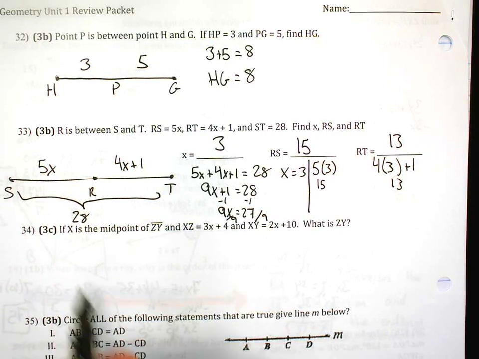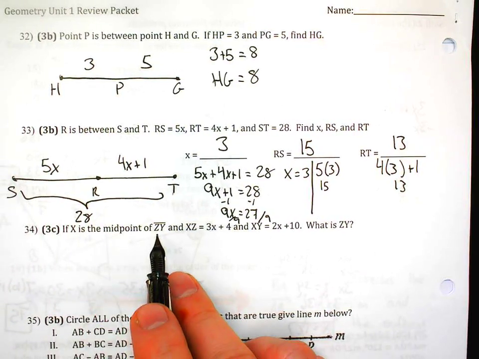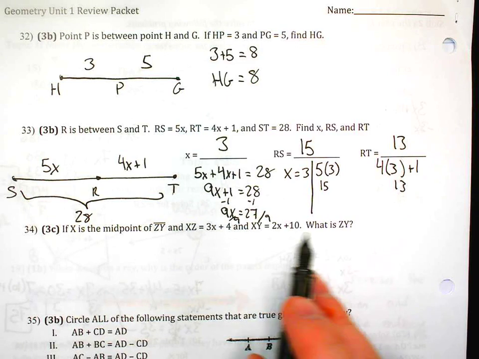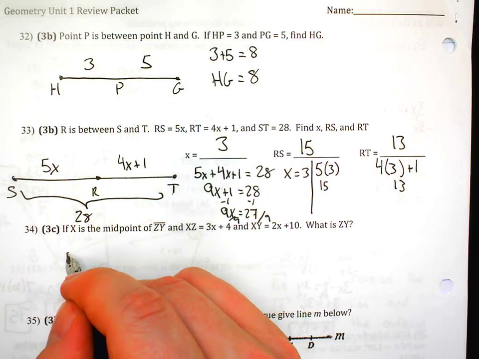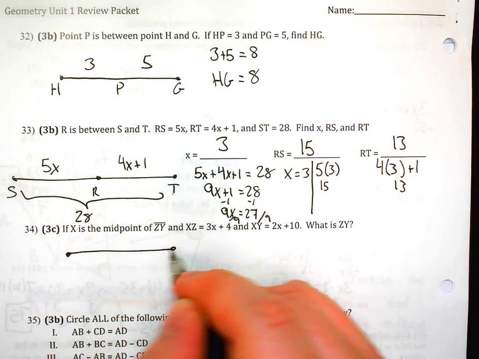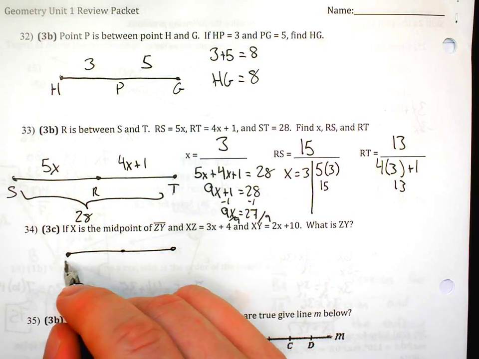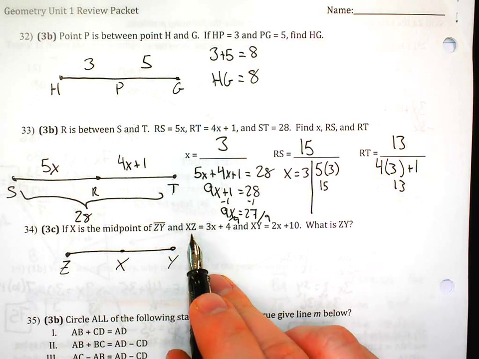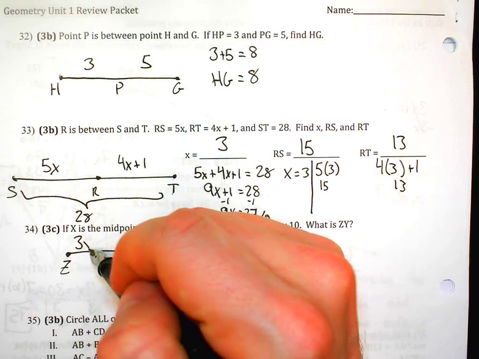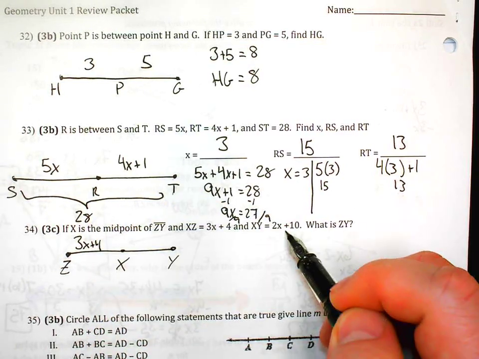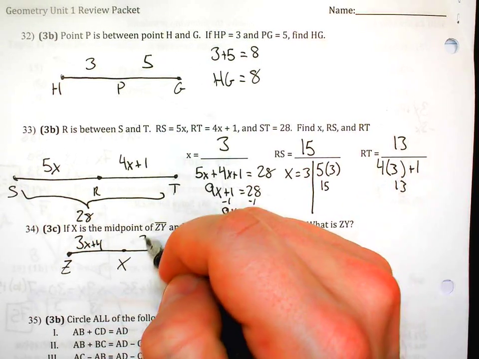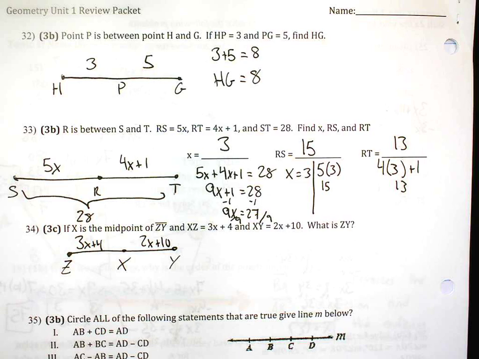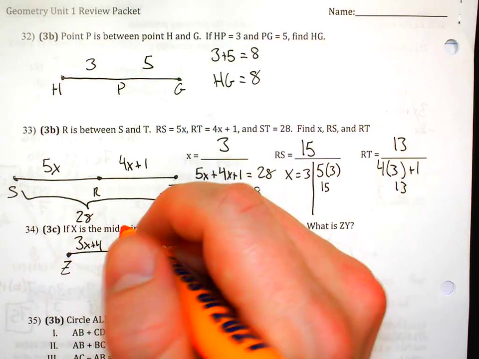34. If x is the midpoint of zy, and xz is 3x plus 4, and xy is 2x plus 10, what is zy? Here's my segment zy, and it says x is the midpoint. Xz is 3x plus 4. Xy is 2x plus 10. What is zy? The key geometry term here is the word midpoint.